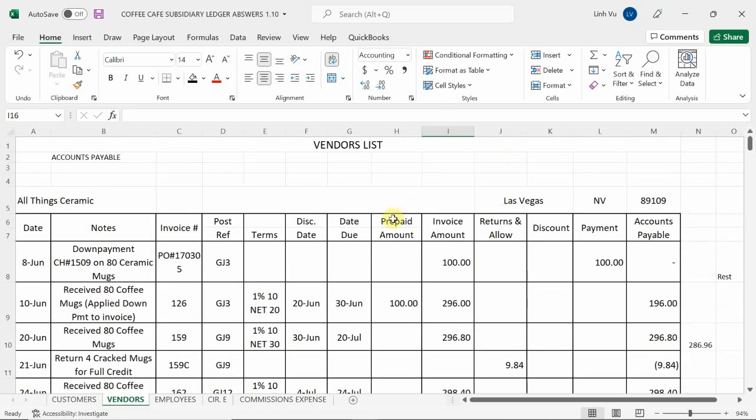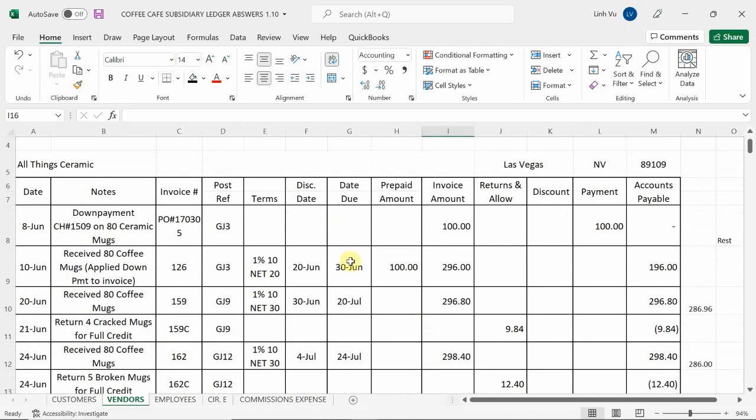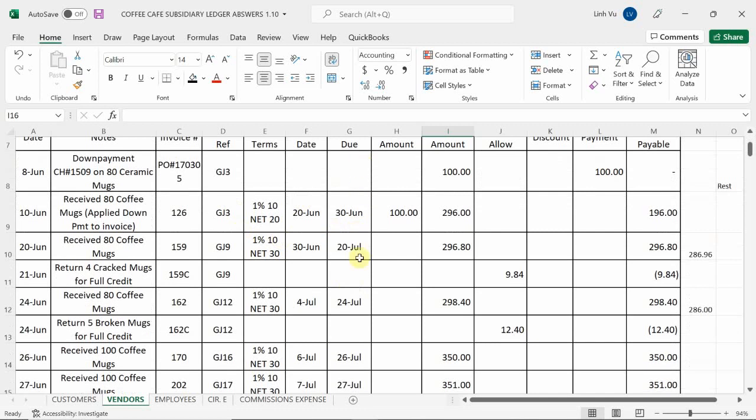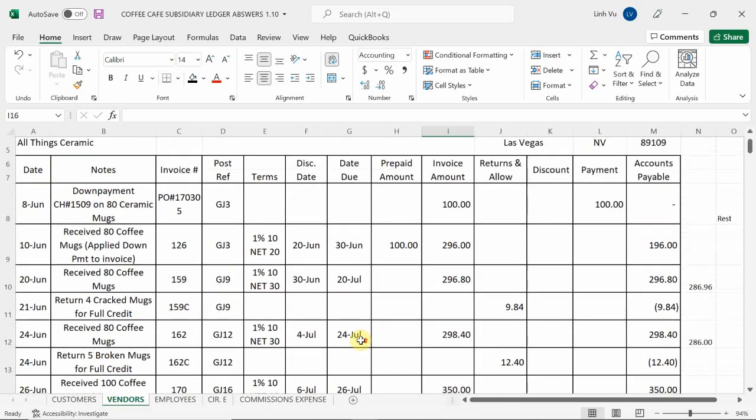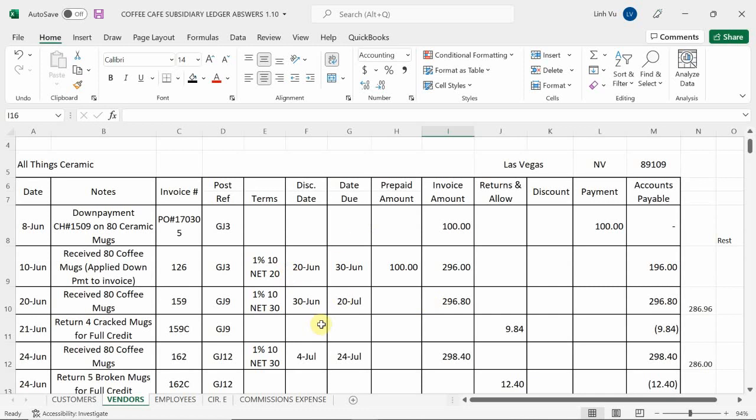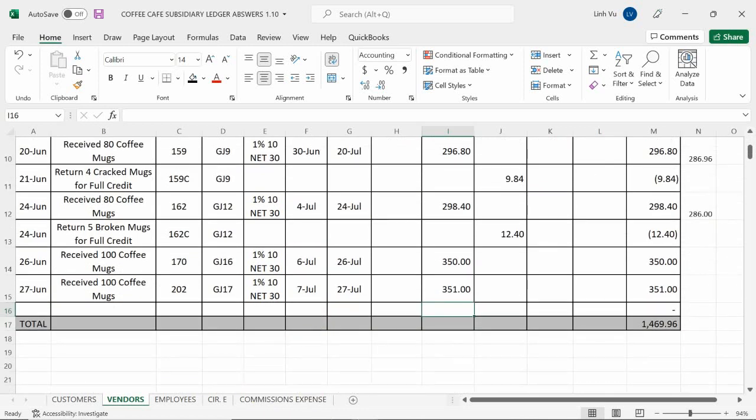So right now, at the end of the month, I have to pay for this bill right here for All Things Ceramics because it's due on June 30th. I have no choice. I cannot skip until July to pay for things. So this is something that we have to look forward to, right? Right now we're on the 27th, so we already missed the discount period, but we have to remind ourselves that it is due by the end of the month. Everything else, the due dates are all in July, so we don't have to worry about that. We just have to worry about this one right here.